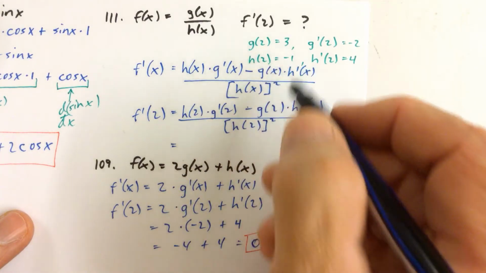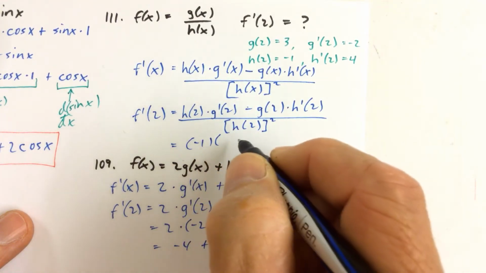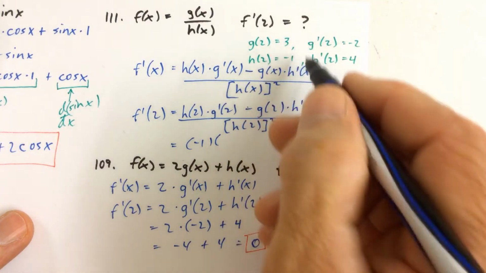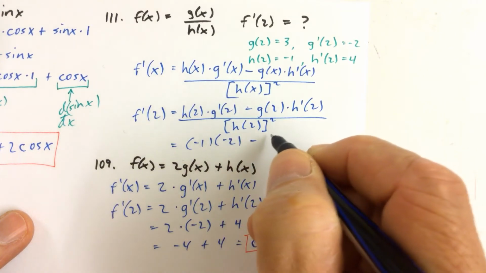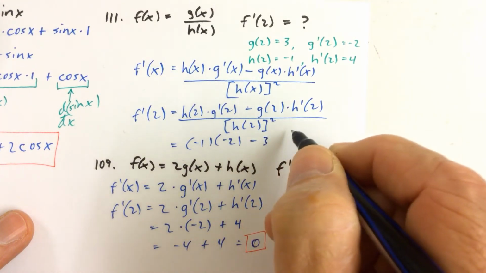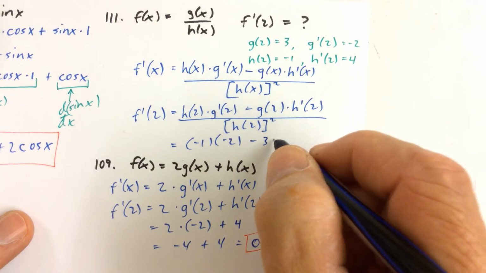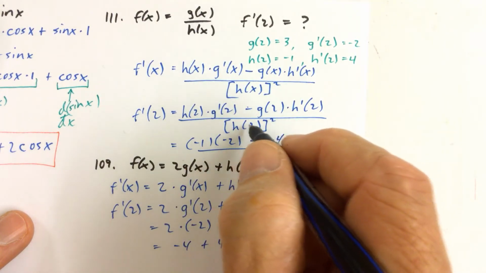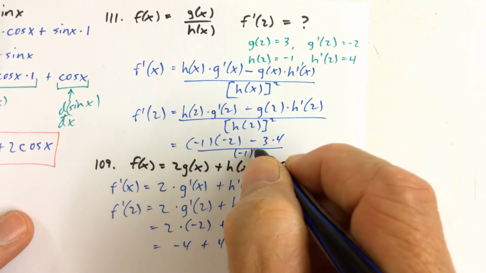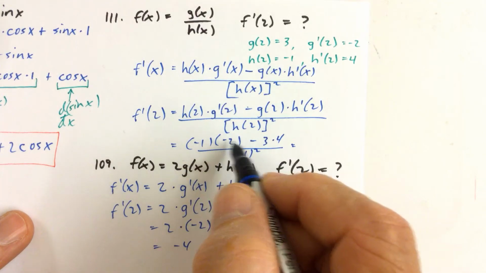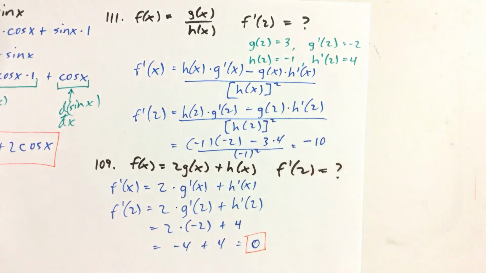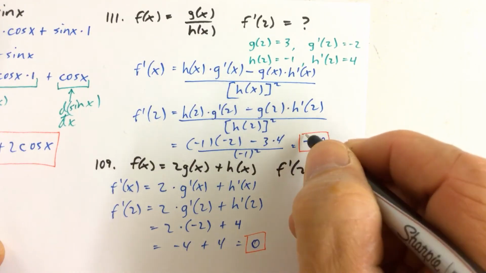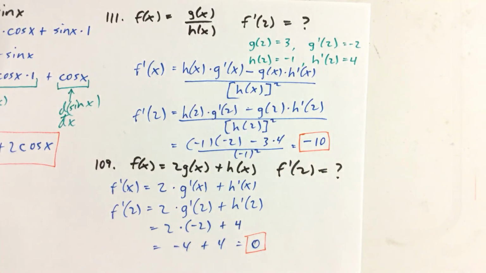H of 2 is negative 1, so you're just now substituting in the values that were given to you initially. G prime of 2 is negative 2, g of 2 is 3, and h prime of 2 is 4, all over h of 2 squared, so negative 1 squared. That's nice, so that's just going to be 1. So we have 2 minus 12, and so we get negative 10. So negative 10 is f prime of 2. I'm glad we didn't need any more space, because we didn't have any. So that's it.